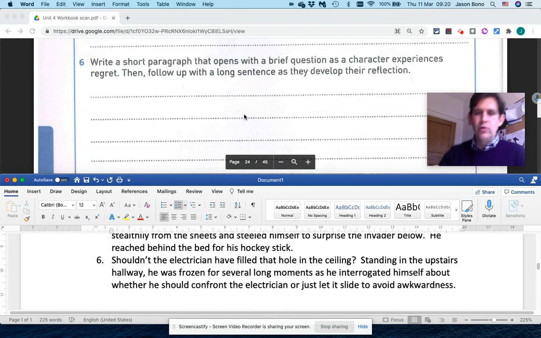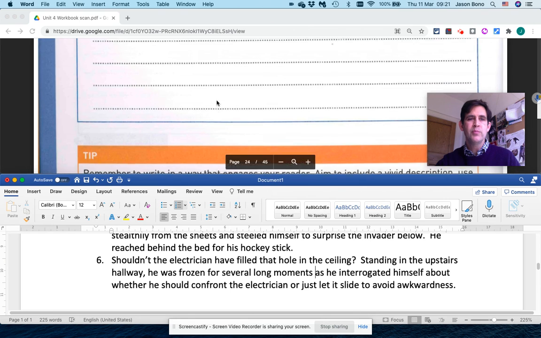So you've got a longer sentence. There's an intro part, a main part, and then this extends it, as he interrogated himself about whether he should confront the electrician. This is more information about this part, but because you've got this word as here, it's not its own independent clause. So you can tell I'm just extending that sentence with this last piece.